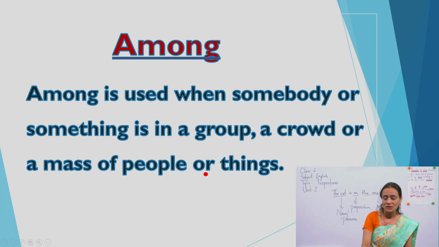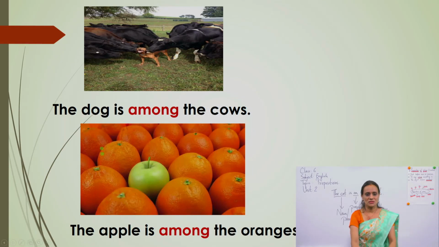Okay, we can clarify with you the example. There are two pictures. What can you see in the first picture? There is a dog, isn't it? Is it a cat? No, there is a dog. And what are all these? Okay, very good. They are the cows. And the dog is only one thing, isn't it? Only one object is in between all these cows. So, when one thing is in between the groups, then we use among as told in the rule. So, the dog is among the cows.